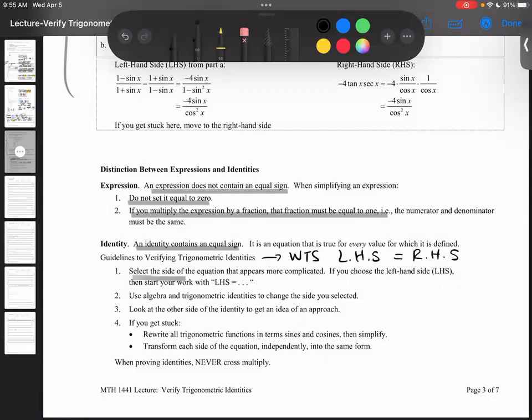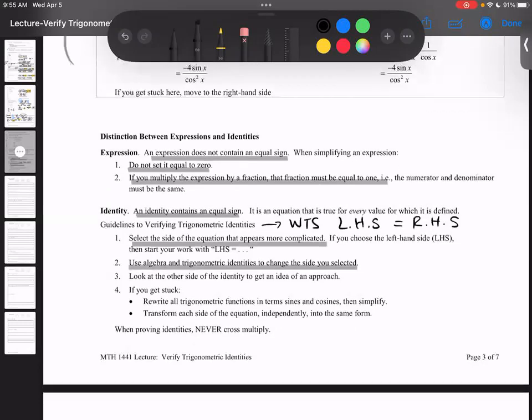Well, select the side of the equation that appears more complicated. It's easier for you to work with. You can massage it, manipulate it, move things around. Use algebra and trigonometric identities to change the side you selected, like we've been doing: factoring, Pythagorean theorems, things like that. If you're stuck, do it again, use a different approach. But I would suggest sometimes you need to look at the other side to get an idea of the approach. Just look back and say, okay, maybe I should do something else so that I can get the result like this.